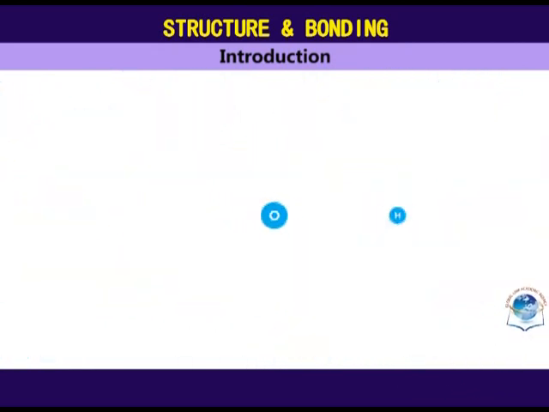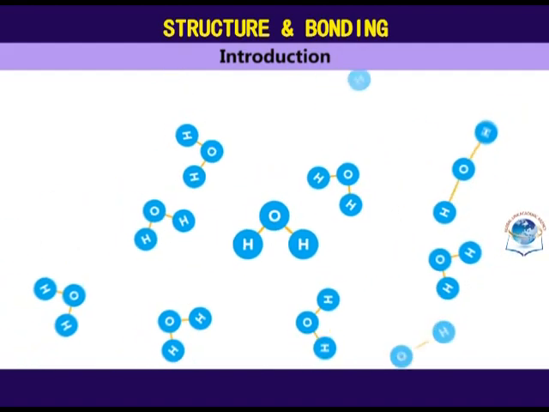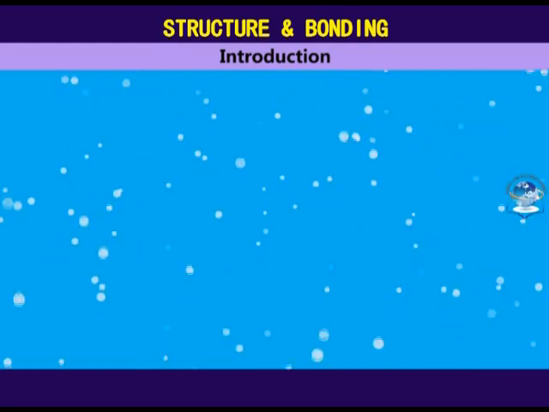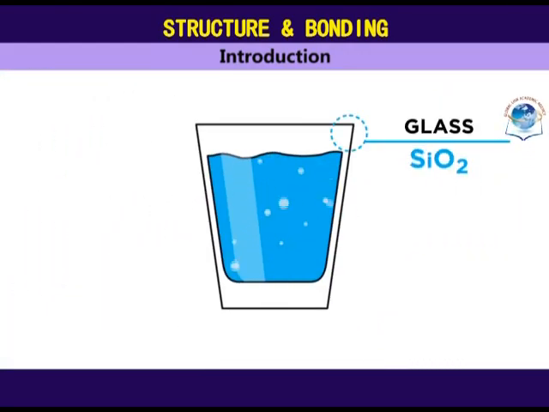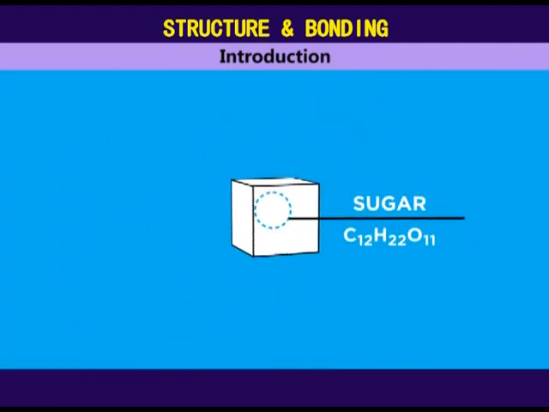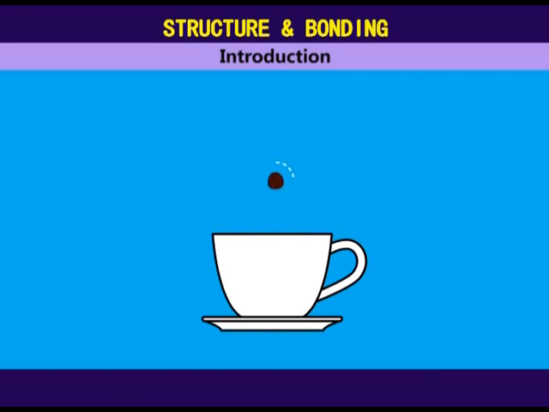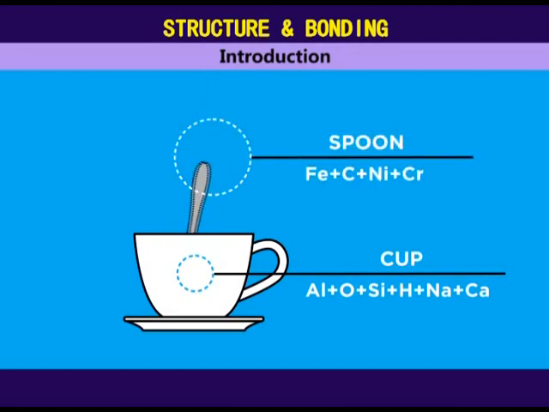The water we drink, obtained by combining an oxygen atom and two hydrogen atoms. The glass we drink from. The sugar in our coffee. The coffee itself. The cup and the spoon. Everything around and inside us are atoms combined.